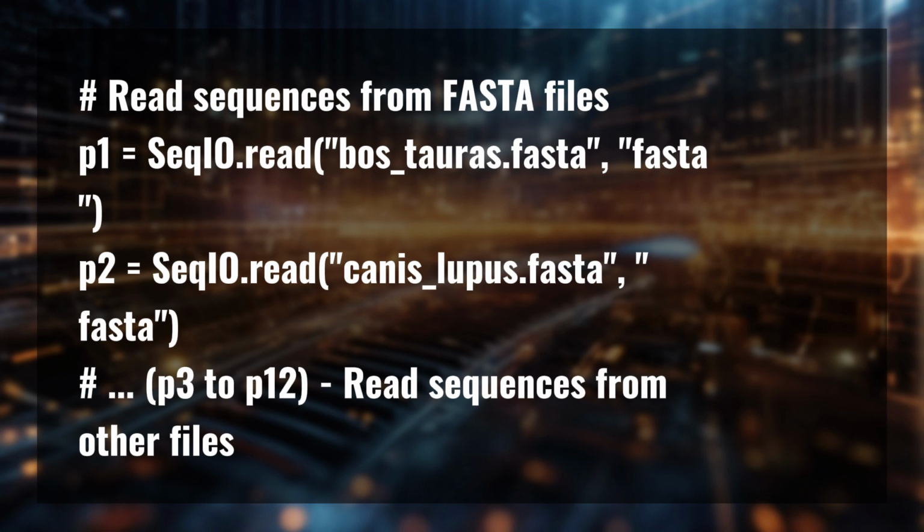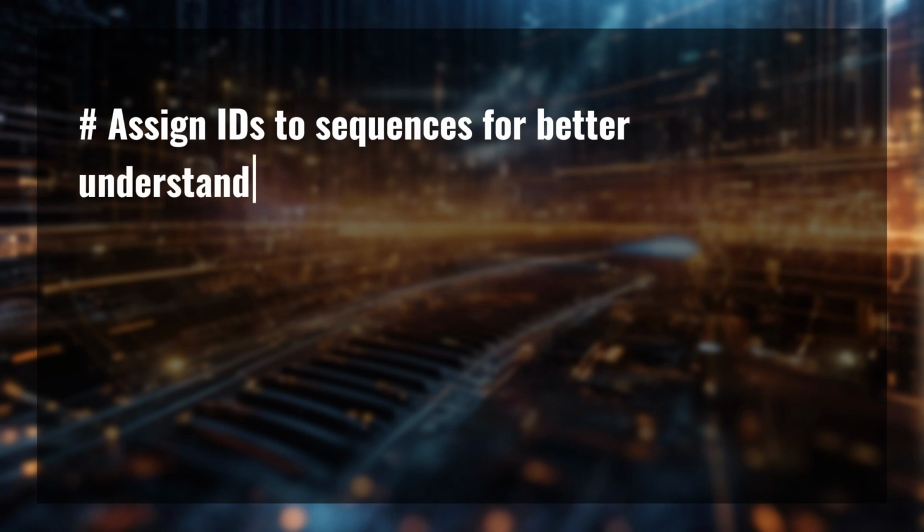So what this code is trying to do is read DNA or protein sequences from FASTA files. You have a FASTA file, and it reads either the DNA or the protein sequence and then assigns them to the variables P1 through P12. So P1, P2, P3, P4, P5, P6 and so on till P12.